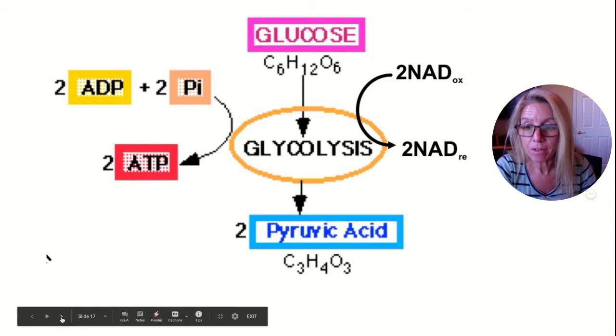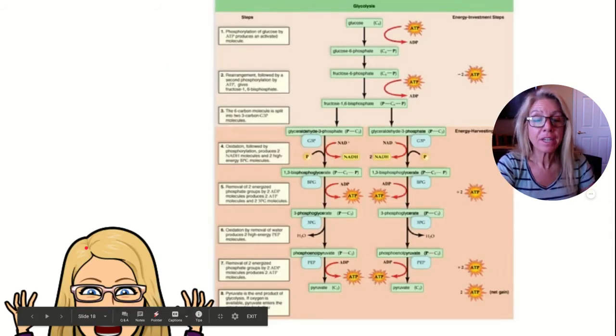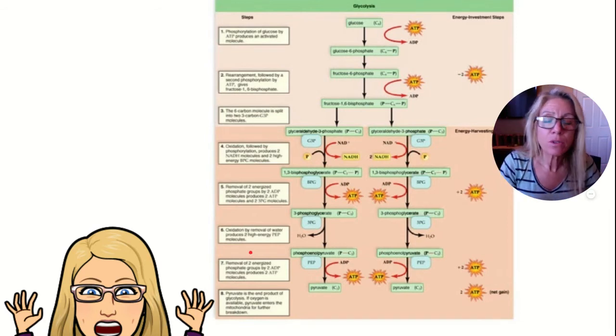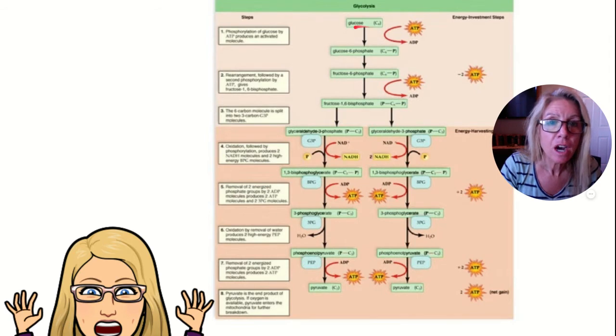Now don't freak out. I'm going to show you something. Scary, scary, scary. Okay, look right here. You don't have to see all of these words. Don't even worry about it, okay? But look right here, energy investment stage. I don't know if you can see that, but it says glucose. The whole thing is glycolysis. Look, I spend an ATP, I spend another ATP, and I get ATP out.